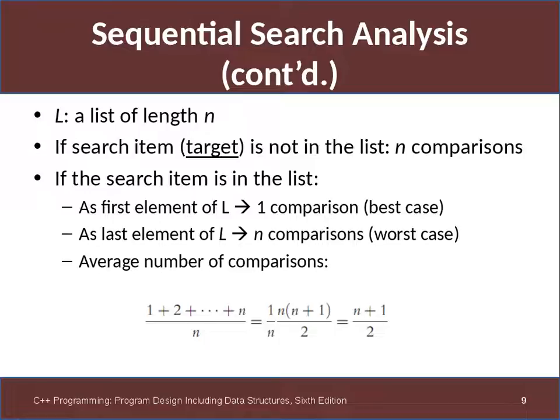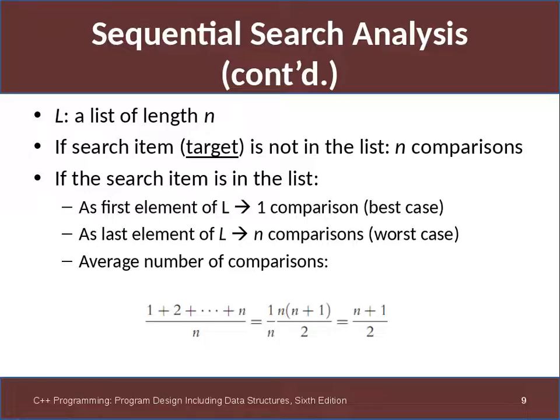If the key is not in the list, how many comparisons are there? All of them, which is n comparisons. Correct. But if the item is in the list and it's the first element, it's 1 comparison. That's the best case. If it's the last element of the list, there are n comparisons, so that's the worst case.